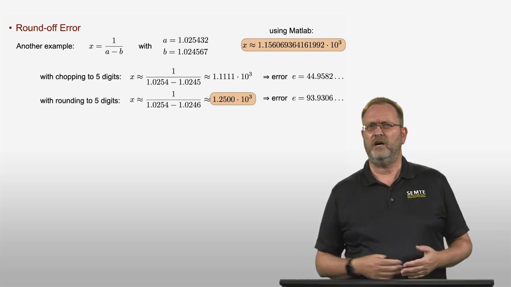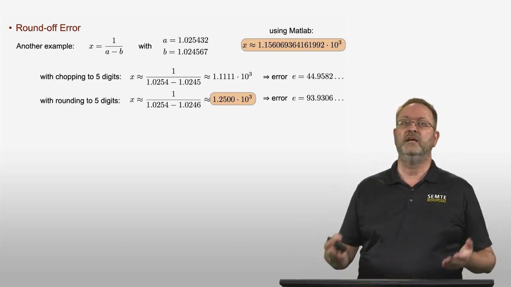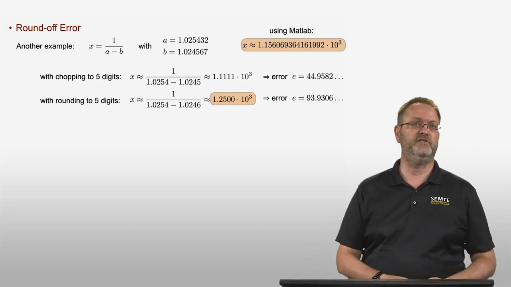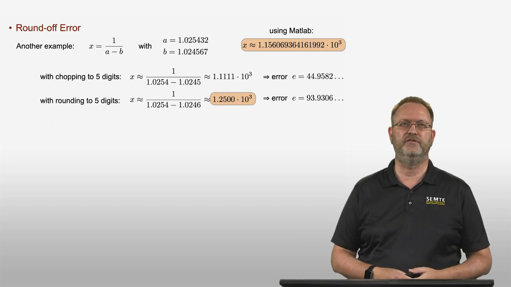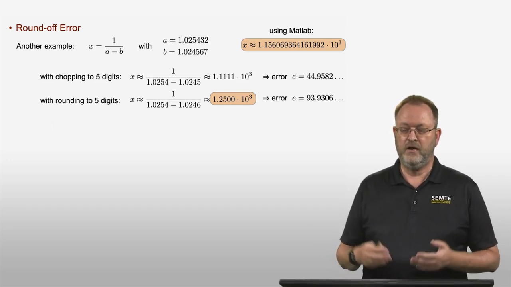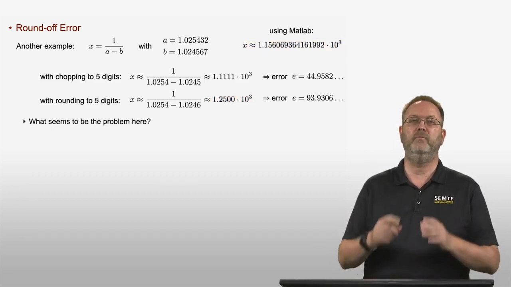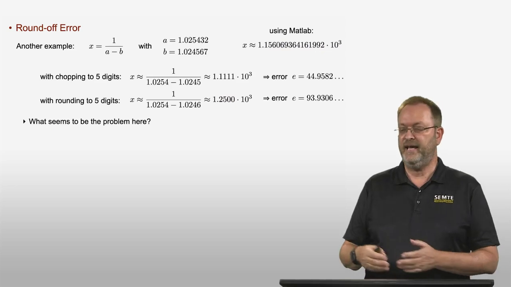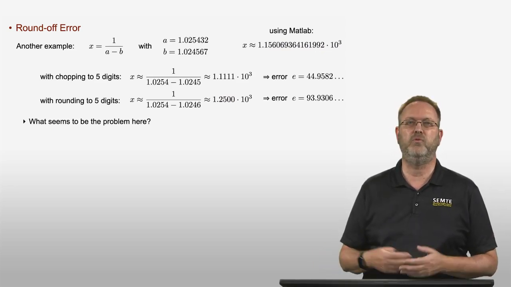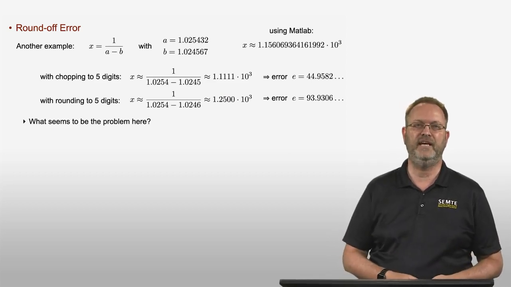So it's not quite obvious that for all types of mathematical calculations, rounding is always better than chopping, like we saw in the first example, because in this example it turns out that chopping would actually be more accurate. Now, why is the error so large here? Remember, we had 5 total digits, and our error is of order 10, 44 or 93. Why is this error so large, even though we have 5 digits available?